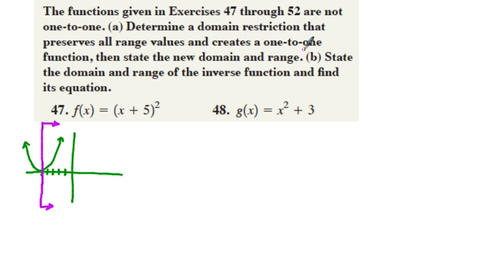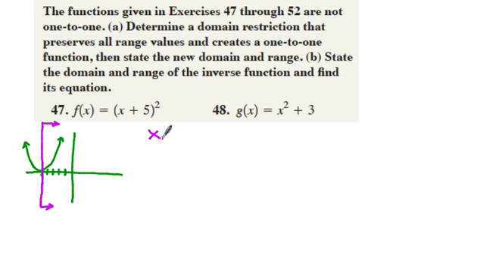Okay? So now this piece still has all the same y values. It doesn't have the repeating side, so it is a one-to-one function. It passes both the vertical and horizontal line test. And then we'll have all those y values. So let's look at its new domain.